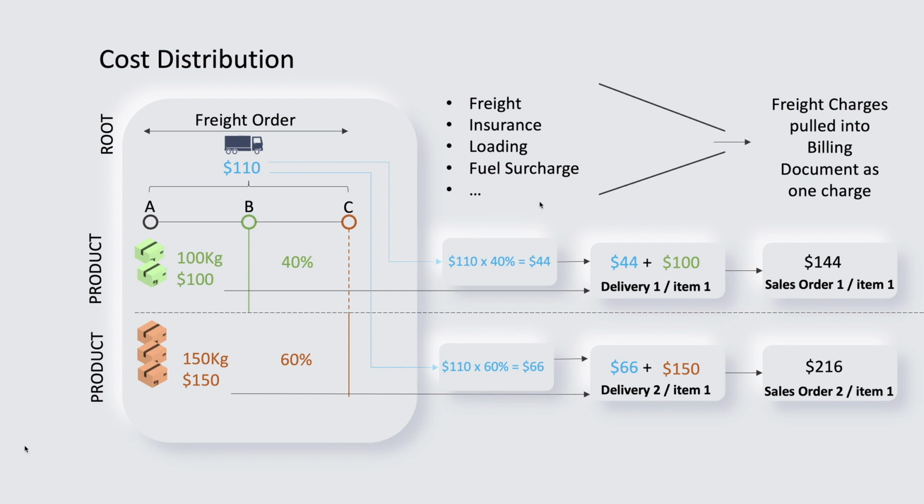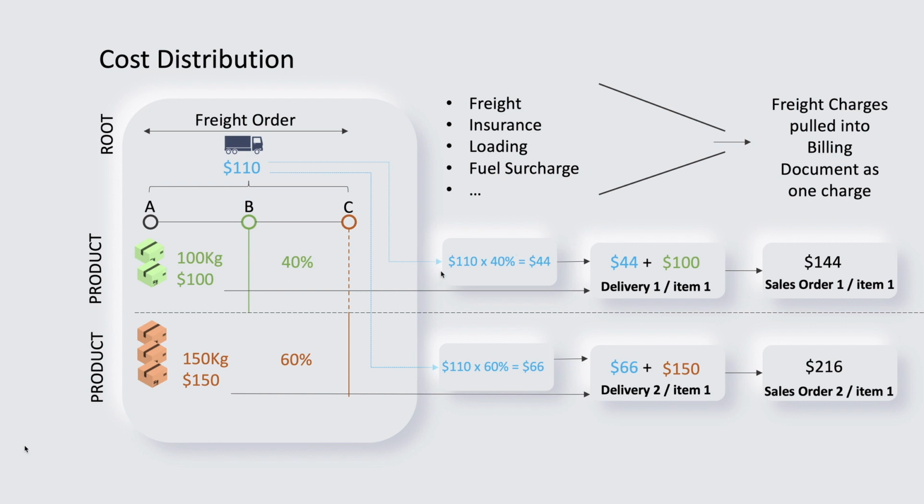And what is also worth noting is that whilst we may have a certain number of freight charges against a freight order, as indicated here, could be to account for freight, insurance, loading charges, fuel surcharge, etc., when those charges get pulled into the billing document, they are going to be funneled, if you like, into one charge. So this could be n number of charges, but on the billing document, they will be pulled, aggregated into just one charge.